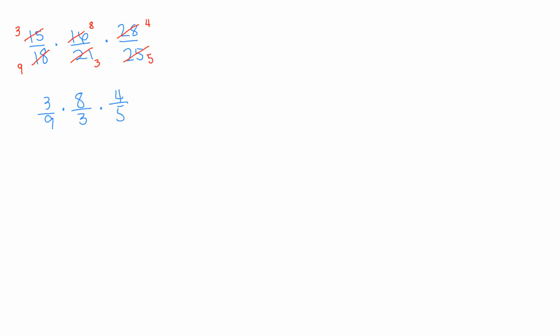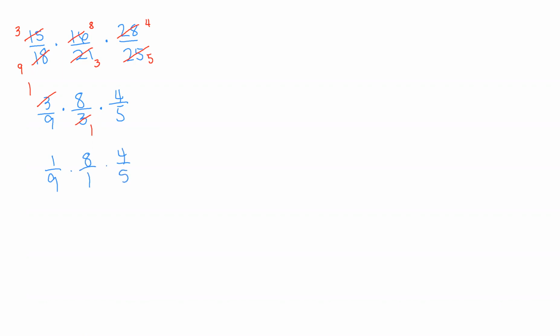All right. So we want to simplify. I notice that I have a 3 in the top and a 3 in the bottom. So I'm going to go ahead and cancel those. So I get a 1 and a 1. So if we need to clean it up again, I have 1/9 times 8 over 1 times 4 over 5.